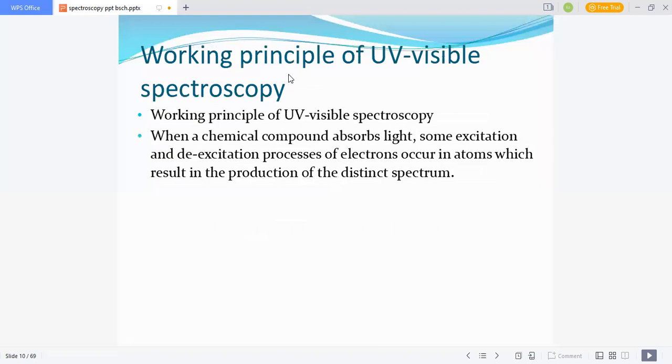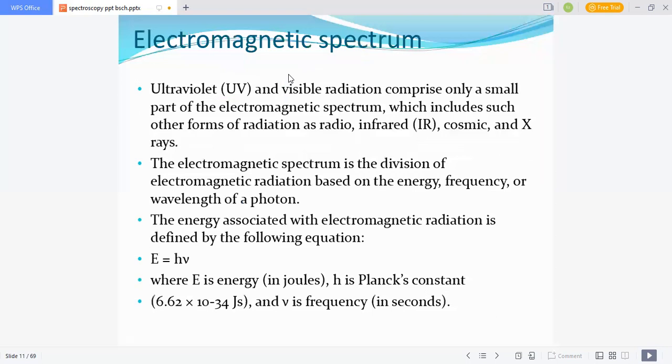Working principle of UV visible spectroscopy. When a chemical compound absorbs light, some excitation and de-excitation processes of electrons occur in atoms, which result in the production of a distinct spectrum. Next one, electromagnetic spectrum.